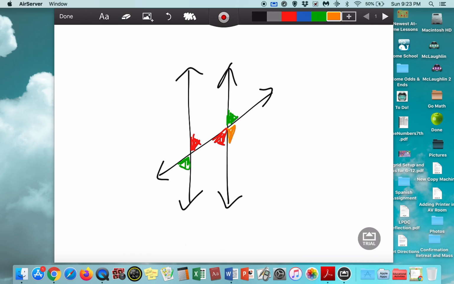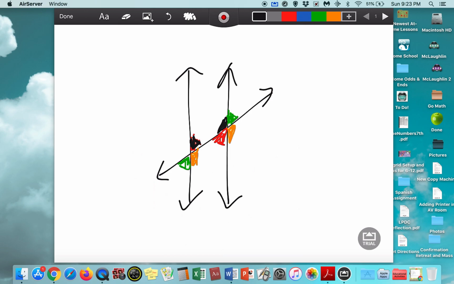Or this orange angle and this orange angle are corresponding because they're both in the lower right, and they would be equal. Or I'll use the color black for this. If I change this to a black angle here, this angle and this angle would be same side interior, and they would always add up to 180.